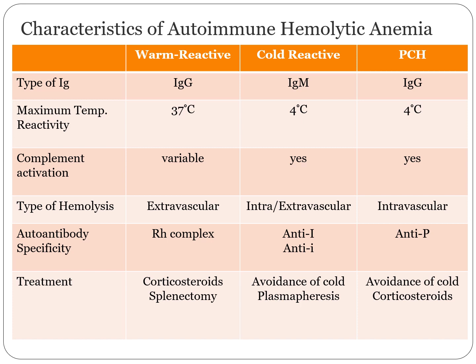Type of hemolysis for warm reactive would be extravascular. Cold reactive would be either intra or extravascular. For PCH, that would be intravascular. So we have the autoantibody specificity. We have the small anti-i for cold reactive and anti-I na capital, and then anti-P for your PCH.